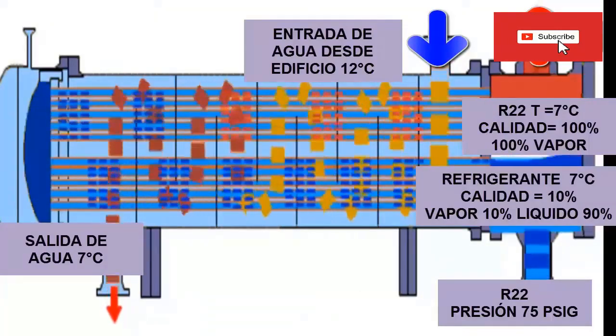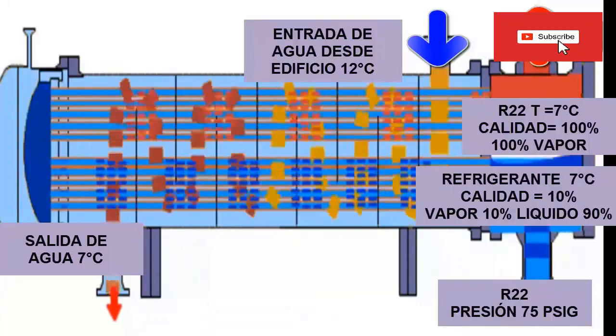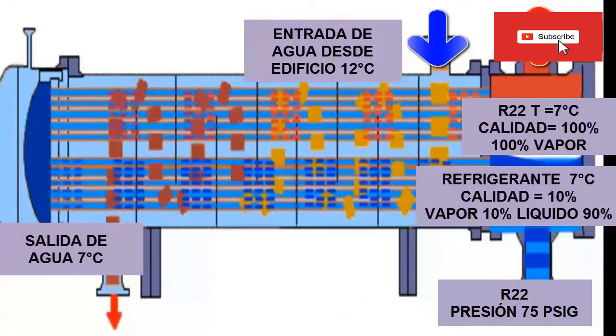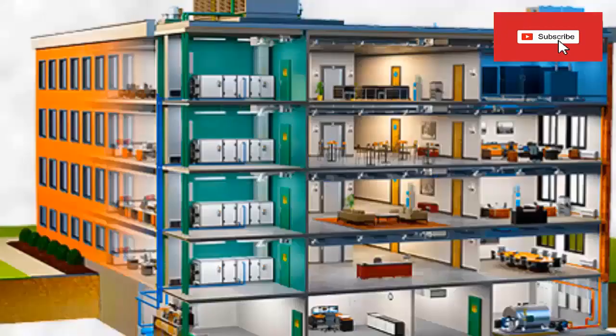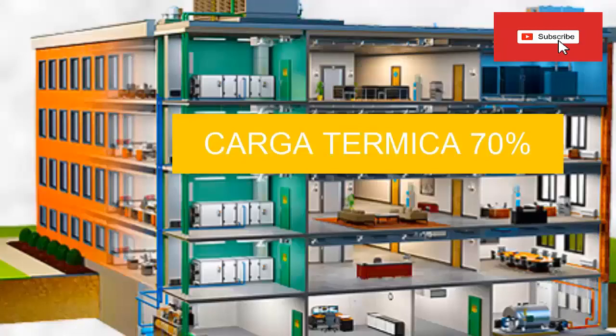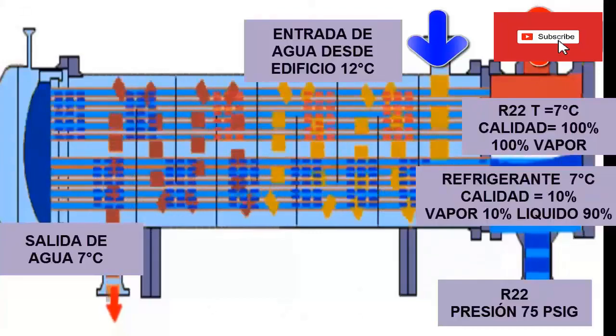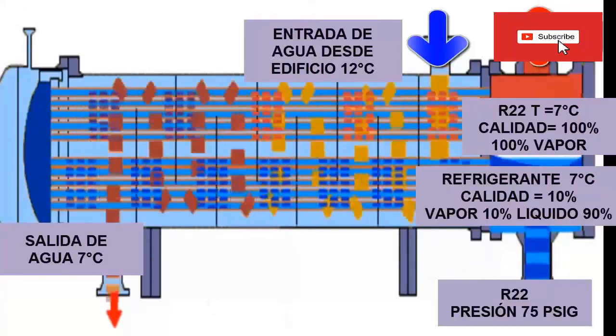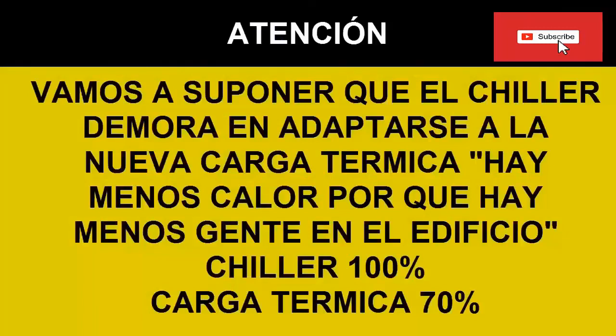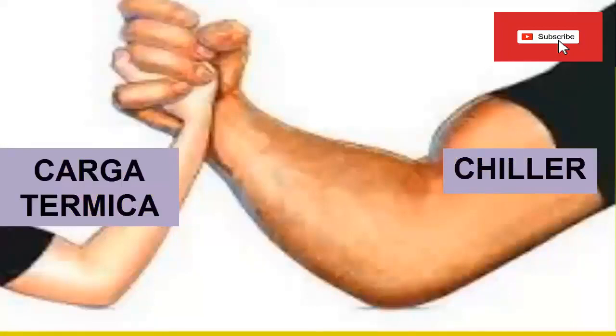11. Now the cold water supply that goes to the chiller goes down, because some floors of the building are not working. 12. Since there is less water, now the cooling capacity of the chiller must go down. We are going to assume that it takes longer than normal for the machine to adapt to the new thermal load, and even at this moment the capacity of the chiller exceeds the thermal load of the plant. In other words, there is excess cold in the installation.